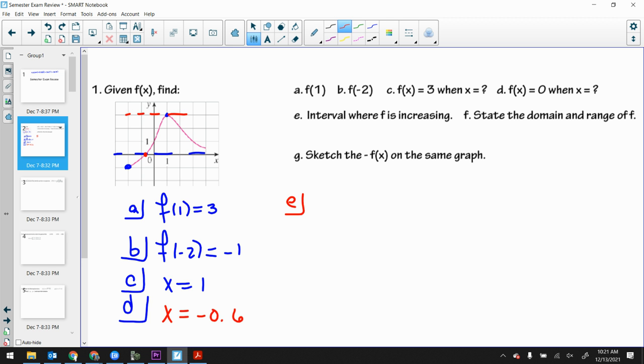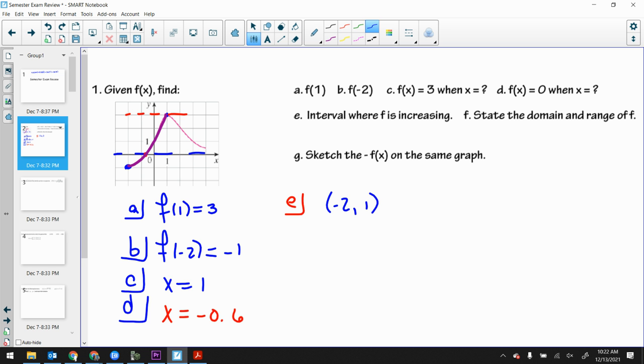Interval where f is increasing. Now remember that if it's going up the hill, then it's increasing. So I say all the way up until this point, right? All the way from there to there. So from -2 to +1.